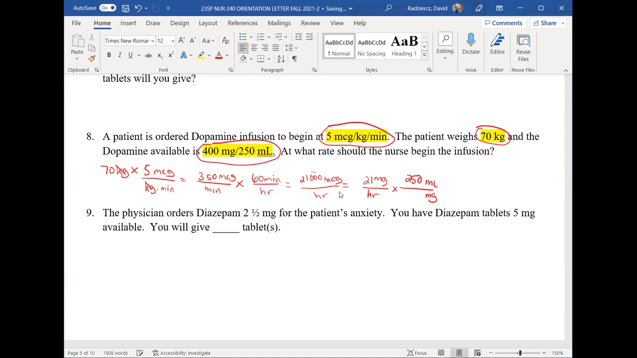And then now I'm just going to convert all this to get to converting milligrams to milliliters. 250, 400. So 21 times 250 divided by 400. I'm going to get 13.125. And then I would round that to 13.1 milliliters per hour.